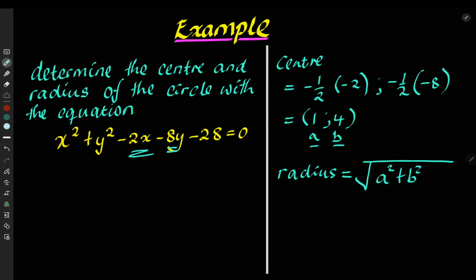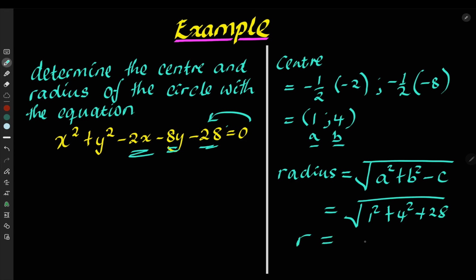Then also from the formula, we said that will be minus c, the constant. And remember, we said this has to be equal to 0, so the constant has to be always this sign. So this will be simplified further to be the square root of a squared, it's 1 squared plus 4 squared, then minus 28, that will be plus 28. And then you realize that the radius will be equal to the square root of 45. And this is how you determine the center and the radius of the circle.